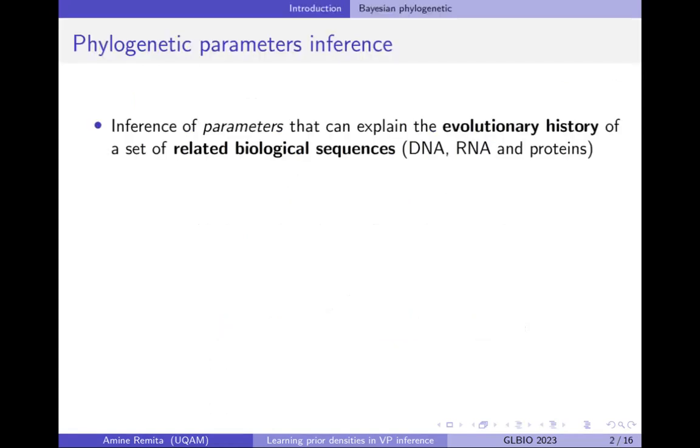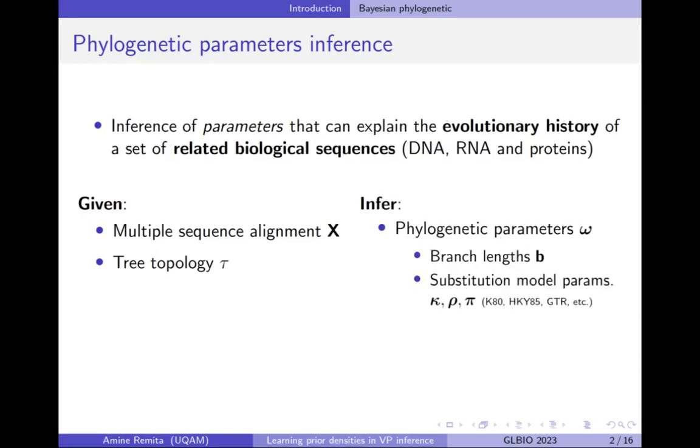The goal of phylogenetic inference is to predict parameters that can explain the evolutionary history of a set of related biological sequences like DNA, RNA, and proteins. We can formulate the problem of phylogenetic parameters inference as follows. Given a multiple sequence alignment and a tree topology, which are the observable data, we want to infer a set of parameters omega, including the vector of the branch lengths and the parameters of a substitution model like K80 and GTR models. This brings us to model the conditional probability of the parameters omega given the data and the tree.